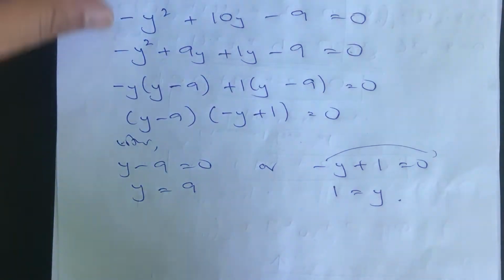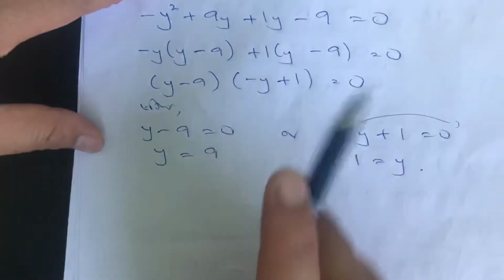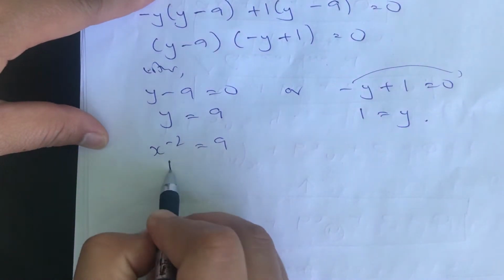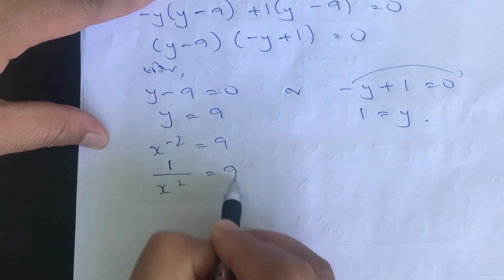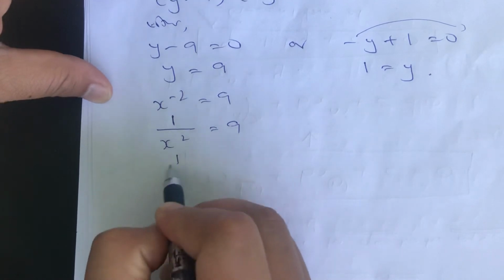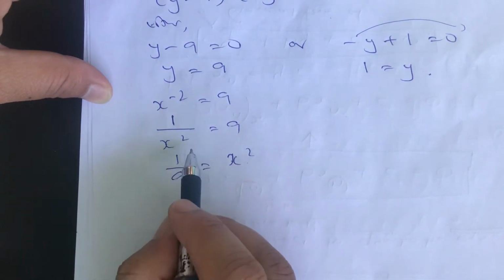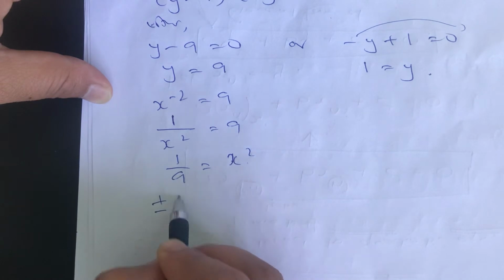But what is y? y is x to the power of minus 2. So we write x to the power of minus 2 is 9. So x to the power of minus 2 means 1 by x squared is 9. When I cross multiply, we get 1 by 9 is equal to x squared. Now, x squared means root of this, so I'll have to write both plus and minus 1 by 3.